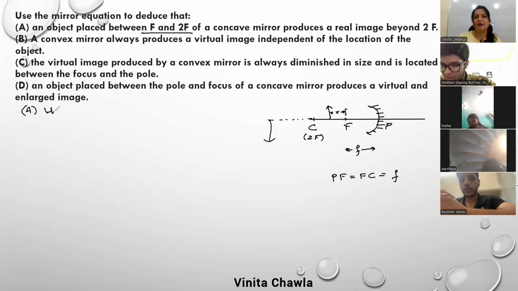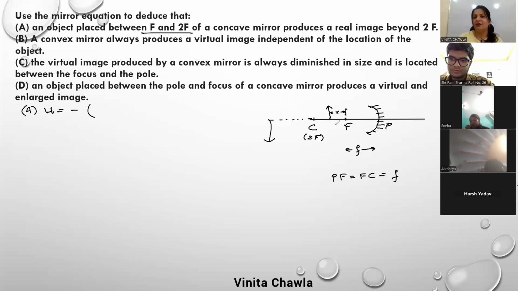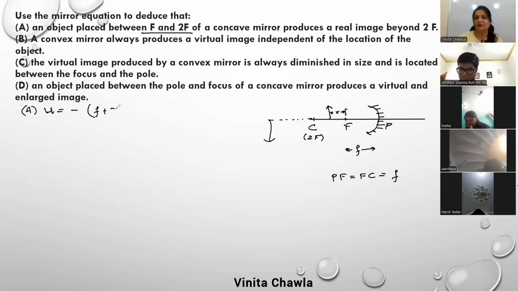Object distance is denoted as U, and because it is on the negative side, it is against the direction of the incident ray. U is measured against the direction of the incident ray, so we'll take U as negative. So U is minus CP, which is PF plus this distance. PF is small f, and this distance is x. So we'll take f plus x.